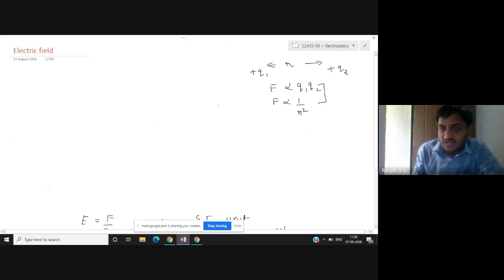Combining these two, F is directly proportional to Q1 Q2 and inversely proportional to the square of the distance between them. Then we introduce one constant, K, to remove the proportionality, so it becomes K Q1 Q2 divided by r squared. This is Coulomb's law in magnitude. This K is given as 1 by 4 pi epsilon naught, whose value is 9 into 10 to the power of 9, and epsilon naught is the permittivity of space.